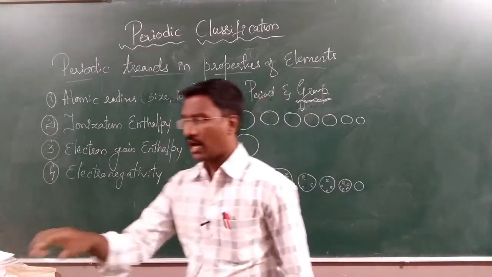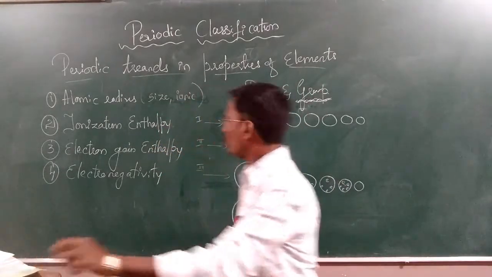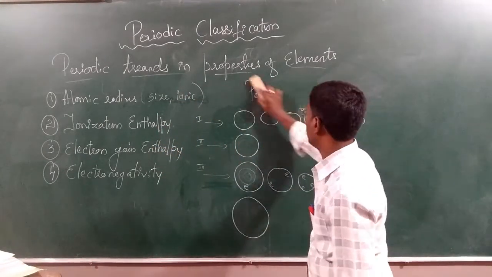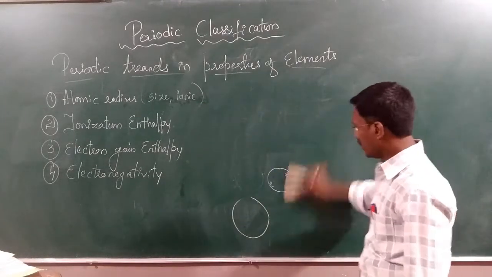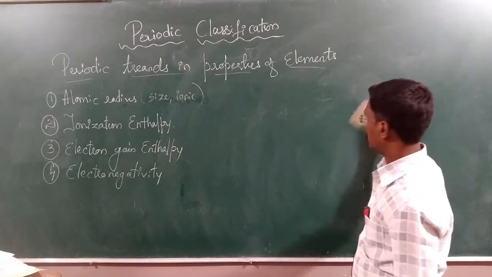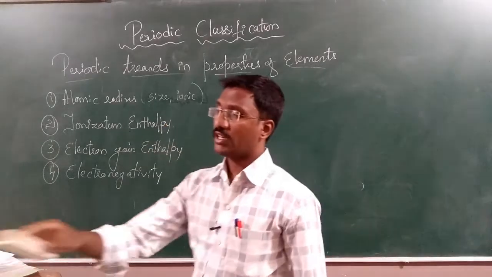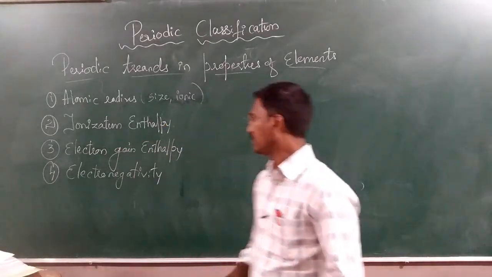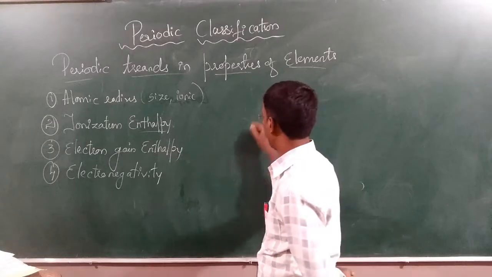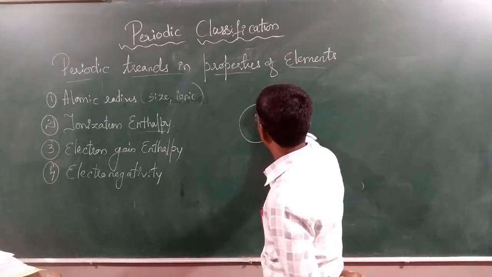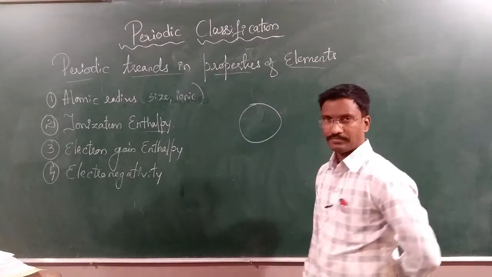ionization enthalpy. I hope you know what ions are. Ions are nothing but positively charged cations and negatively charged anions. So what is ionization enthalpy? Enthalpy is nothing but energy. Energy is called enthalpy. So think that this is the atomic size.